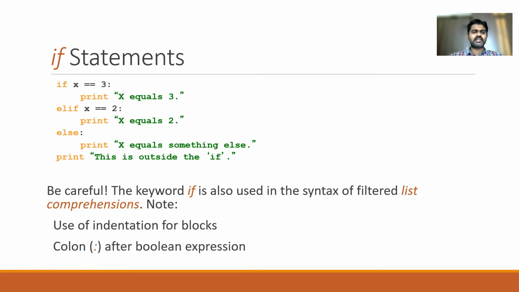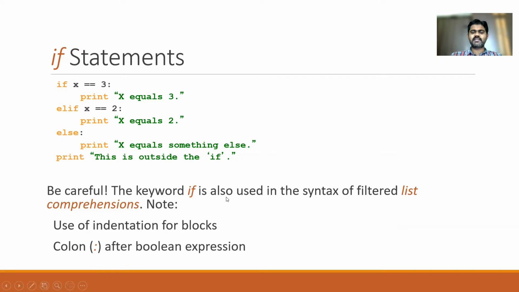So if condition, do the statements. Else if we are checking another condition, so else if another condition, print this. After that condition is over, finally else, so print x something else. So print this is outside the if. You can see how many if statements we are using here, so we should be careful.